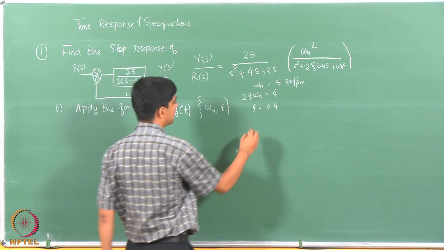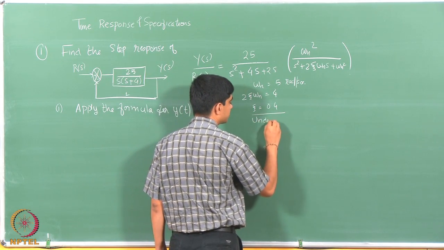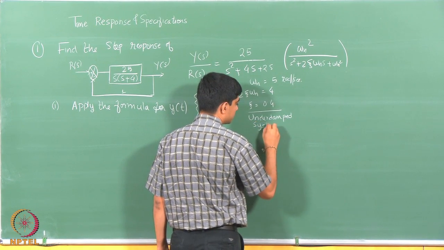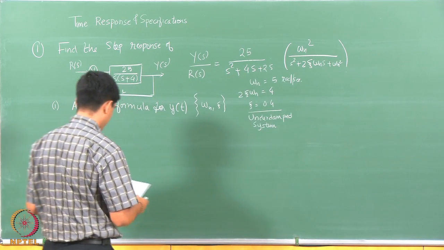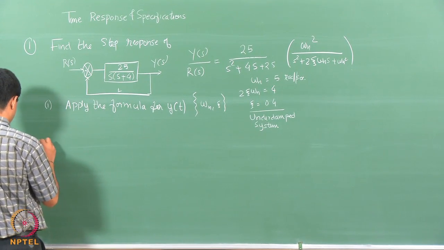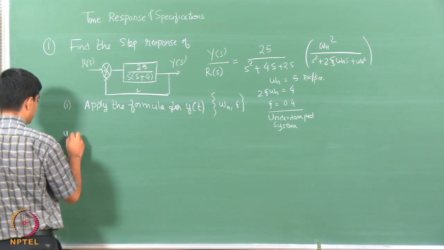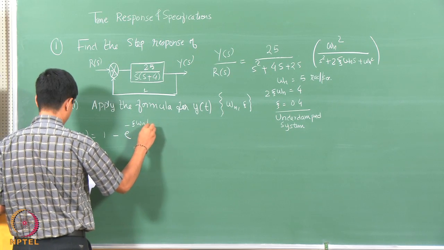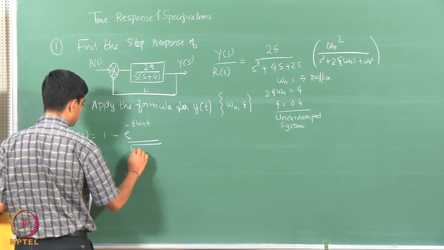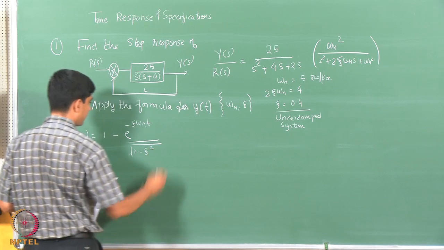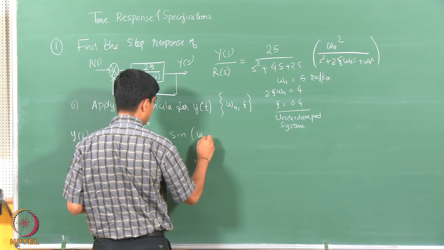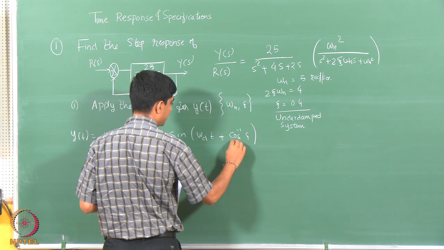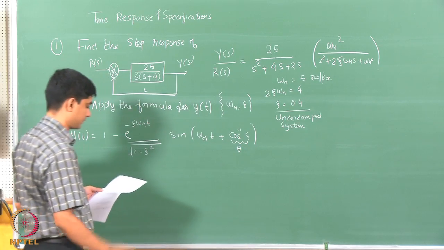Okay, right, and then we can clearly see that this is an underdamped response or an underdamped system. And I know that the response looks like this. y of t is 1 minus e power minus zeta omega n t over square root 1 minus zeta square, sine omega d t plus cos inverse zeta, which I had termed as theta in my earlier classes, right.